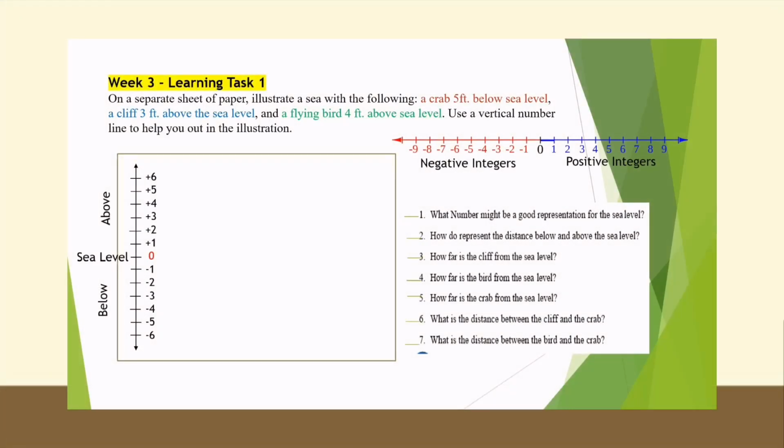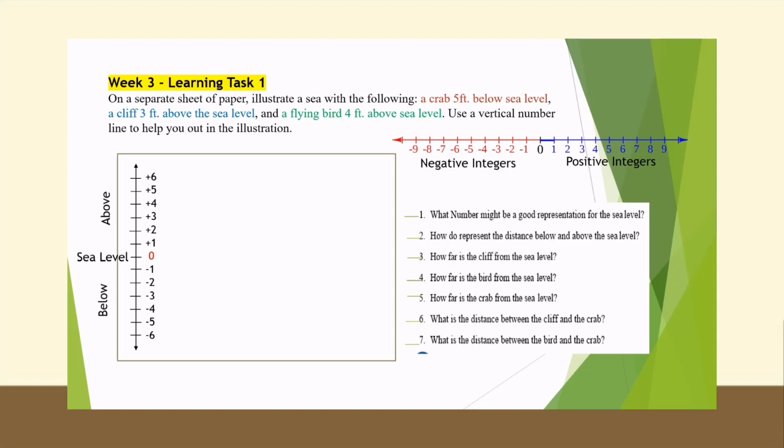For week 3, this is your learning task number 1. On your paper, draw or illustrate a sea with the following: a crab which is 5 feet below sea level, a cliff which is 3 feet above sea level, and a flying bird which is 4 feet above sea level. Use a vertical number line to help you out in the illustration.